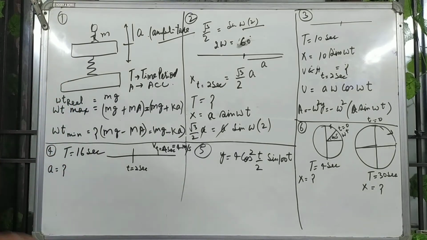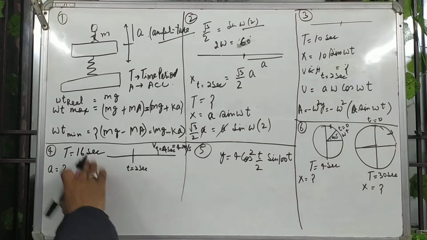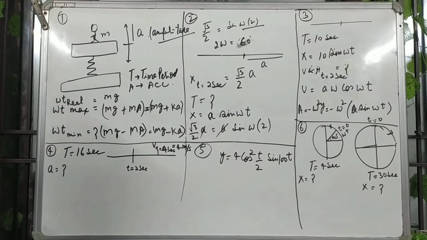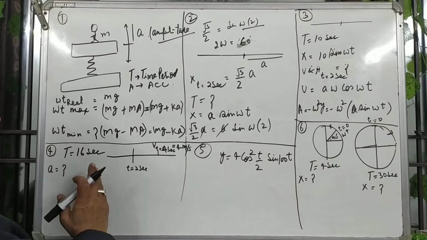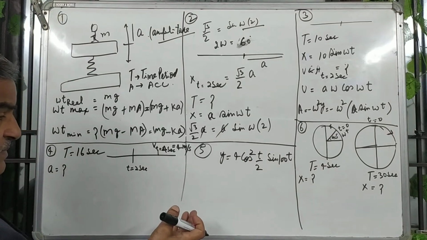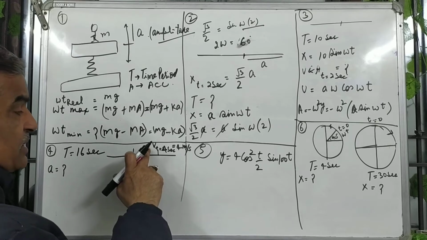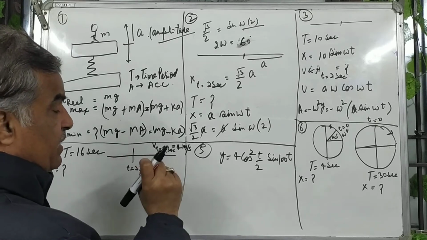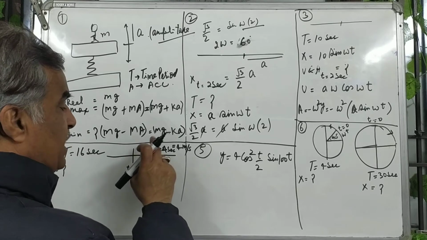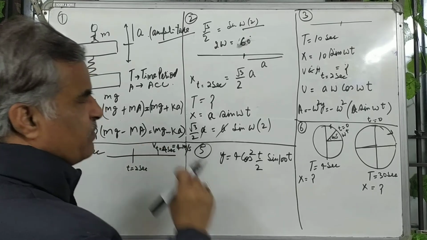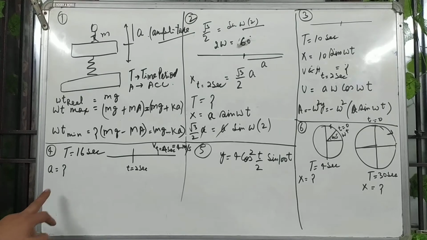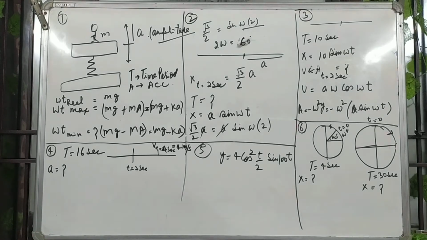Next question is this. In this, you have to tell, there is SHM motion and time period is 16 seconds. And what is given? At t equal 2 seconds, particle passes through mean position. Sorry, it is given that velocity at t equal 4 seconds is 4 meter per second. So what is the acceleration? What is the acceleration?